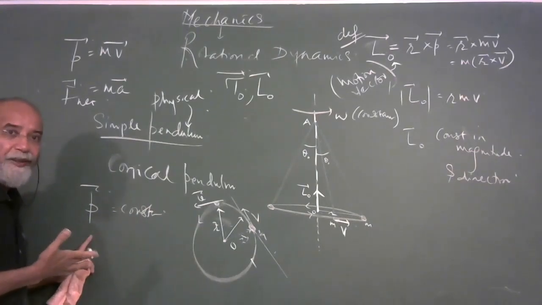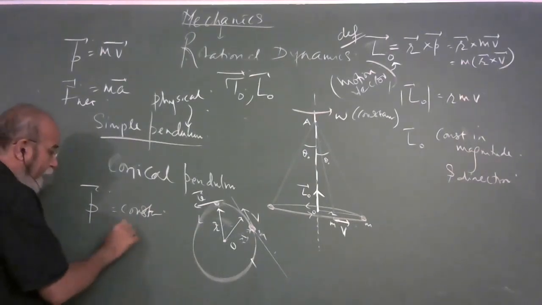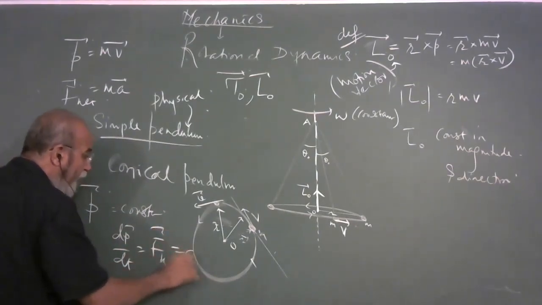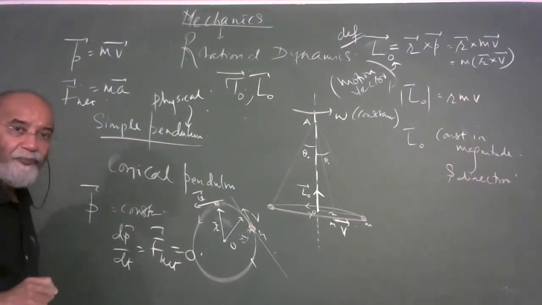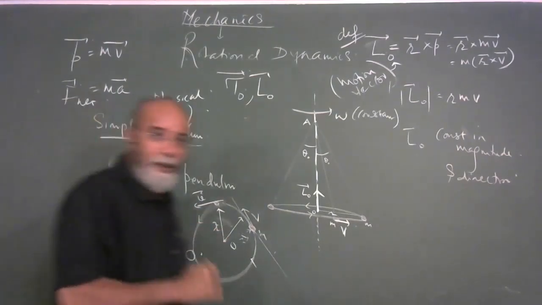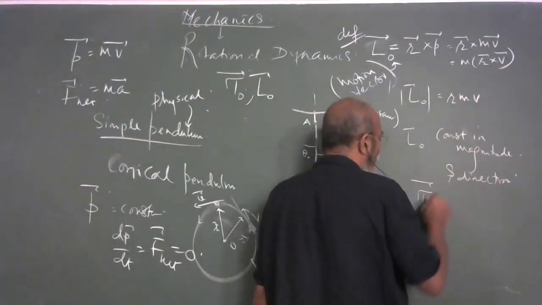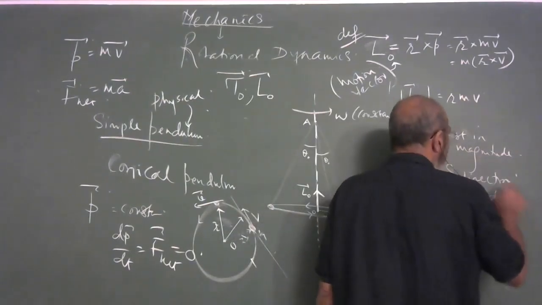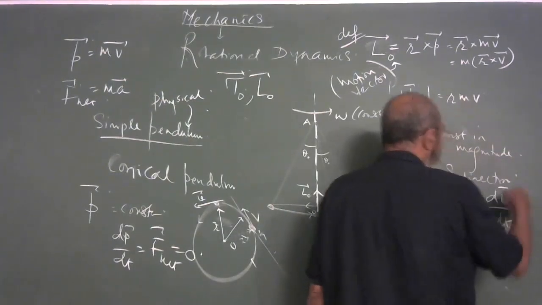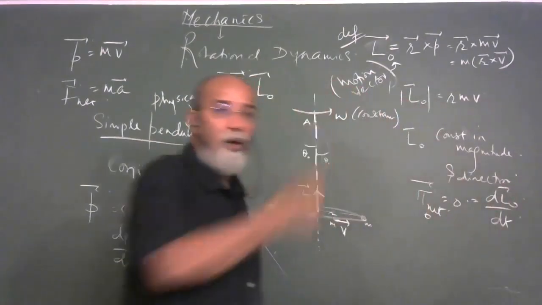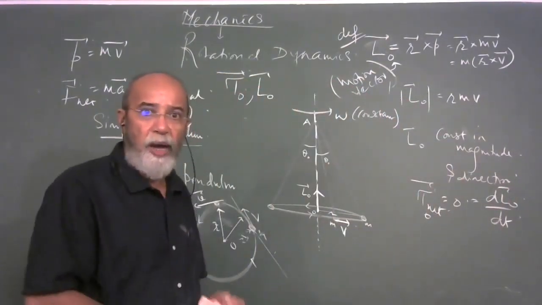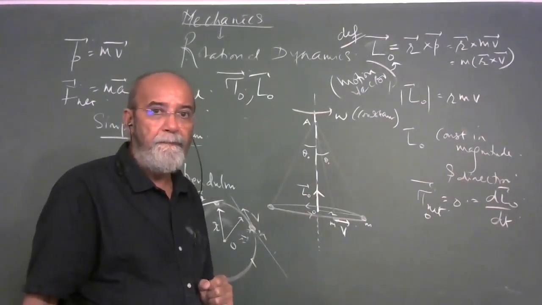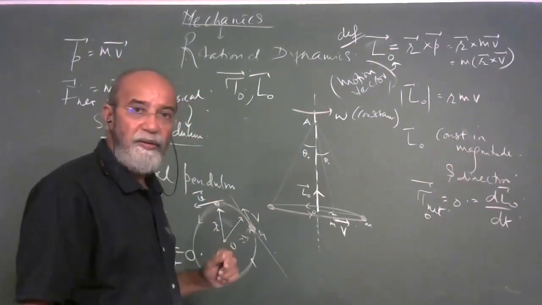Linear momentum constant. That means dP by dt, which is equal to the net force, will be 0. That means the net torque about O should be 0, because that is equal to dL_O by dt. But this is constant. Derivative of a constant is 0. So if we find out the torque about O, we should get a 0. Wow. Let us find out the torque.